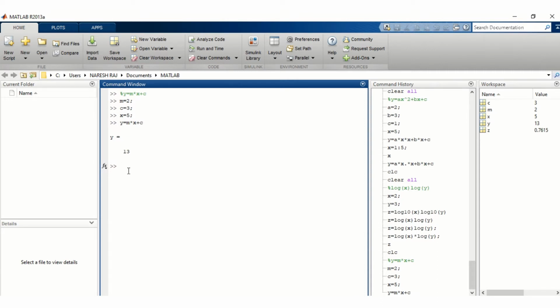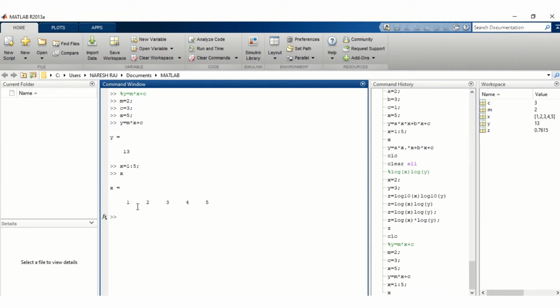If we have more than one element in the variable x, then to solve this equation we will use product multiplication, the dot multiplication. Let's see. Say x equals 1 to 5, meaning the variable x has more than one element. Let's see the value of x: you see the value of x is 1 2 3 4 5. Then how can we solve this equation for the 5 values of x?